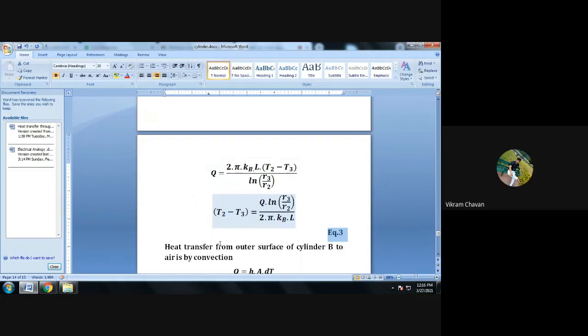Written? Everyone with me? Have you written this equation? Shall we move ahead to the next point?